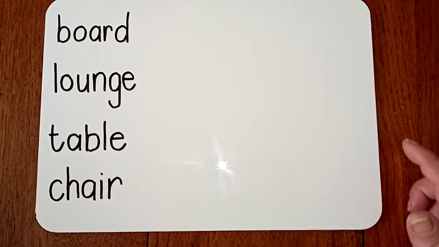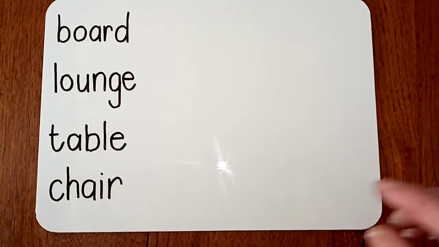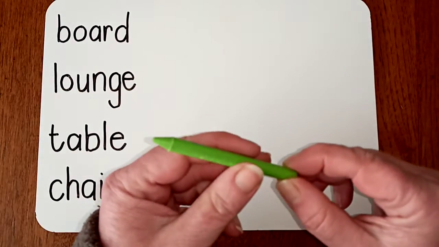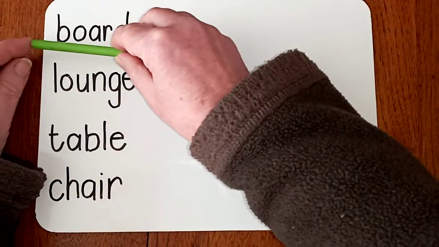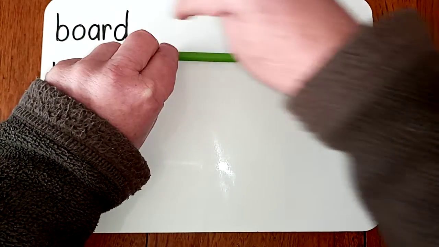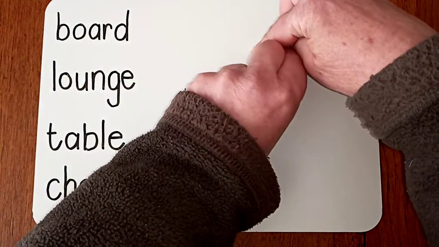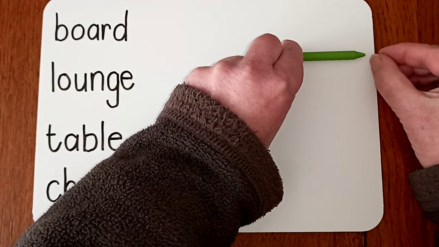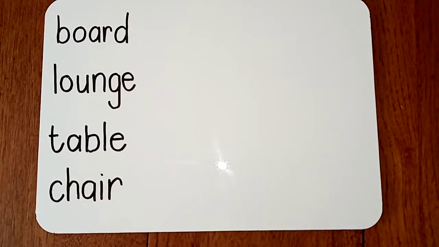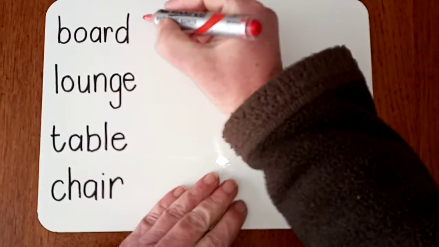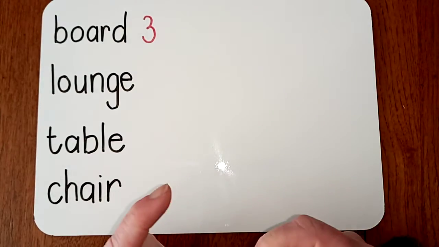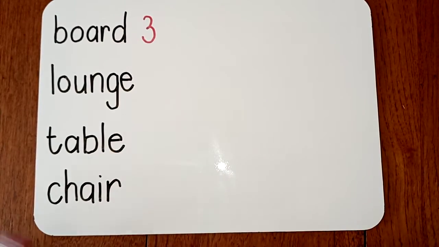I took a crayon and I measured it going across. So let's have a look. I went 1, 2, 3, and a tiny little bit. So I'm just going to write that my board was 3 crayons. I'm not sure how many crayons you got for your board.